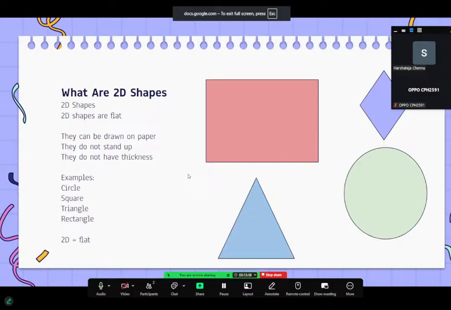So what are 2D shapes? 2D shapes are flat. They can be drawn on paper. They do not stand up. They do not have thickness. So these are shapes like circles, squares, triangles, and rectangles. 2D shapes are flat. So if you just remember that, you'll most likely be able to distinguish a 2D shape from a 3D one.